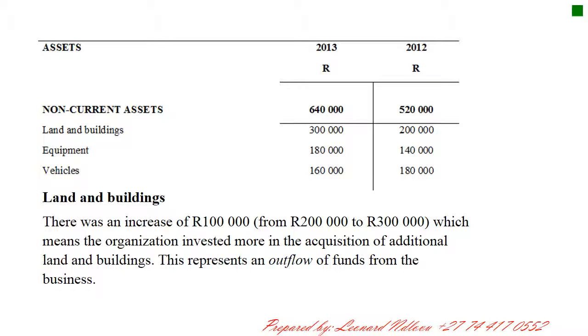Now we start with the land and buildings. There was an increase of 100,000 from 200,000 to 300,000, as we see there, which means the organization invested more in the acquisition of additional land and business buildings. This represents an outflow of funds from the business.